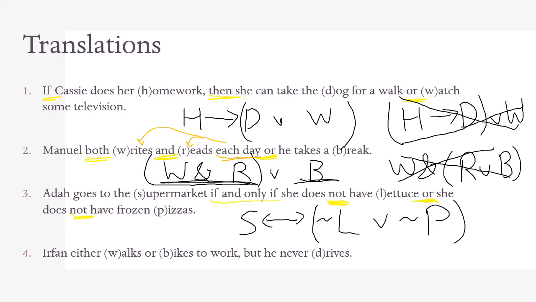So let's do this last one. Irfan either walks or bikes to work, but he never drives. So again, let's just start with the basic letters that we've got. W, B, D. So Irfan either walks or bikes to work. We have an or, so we know we're going to have a wedge between those. Bikes to work, but, so that's suggesting an ampersand.